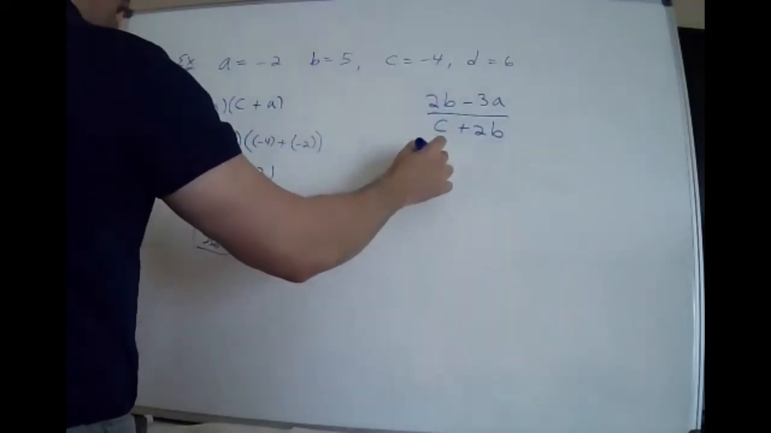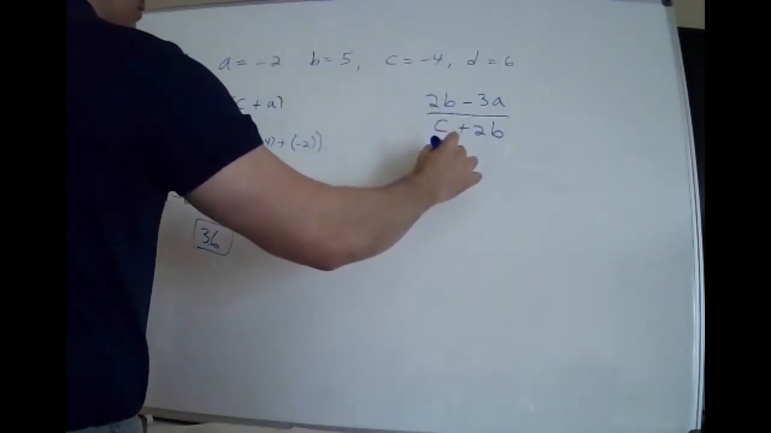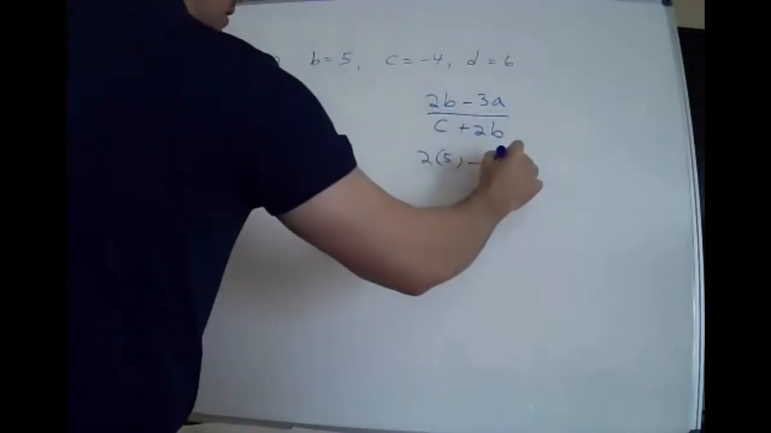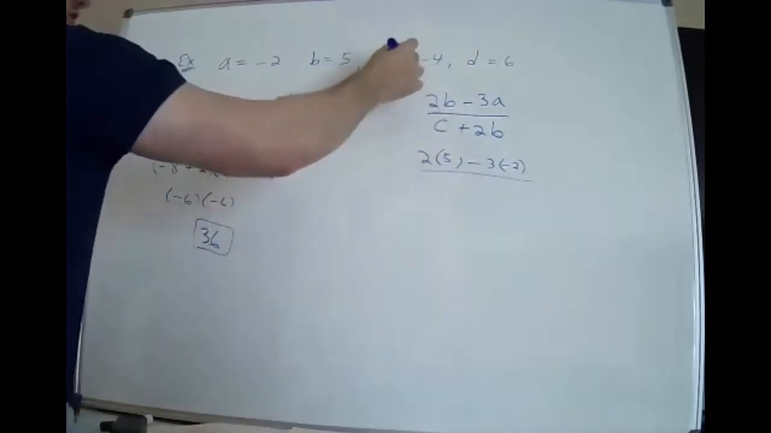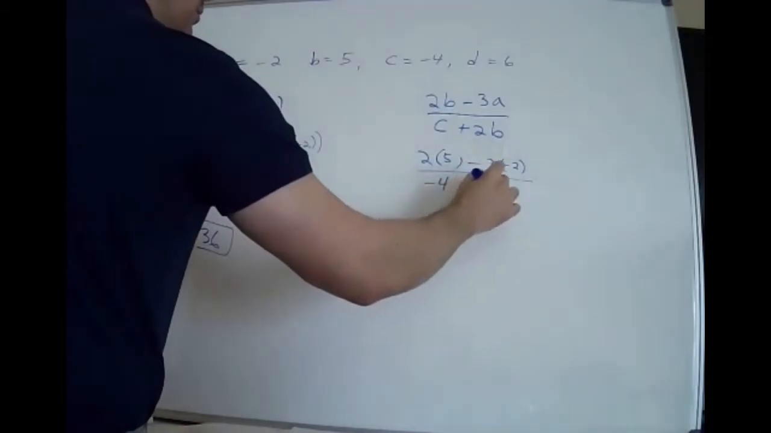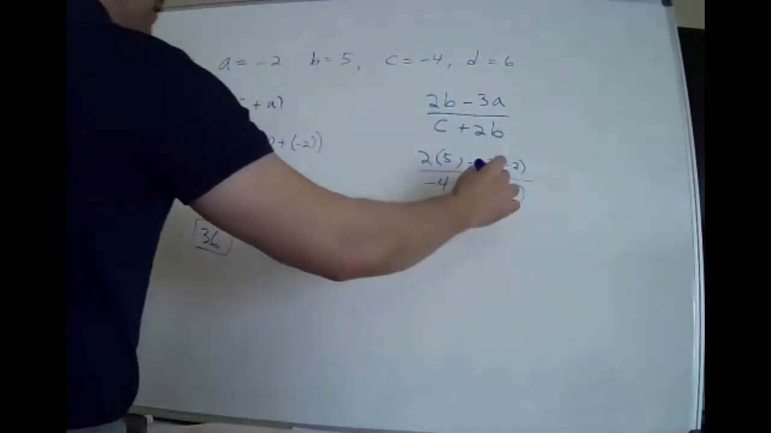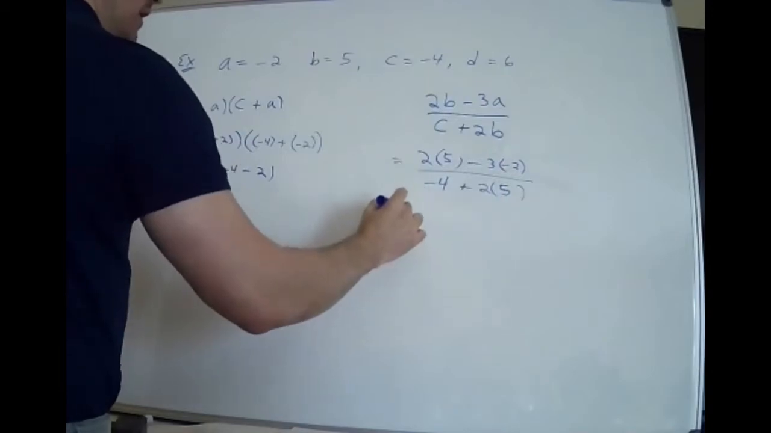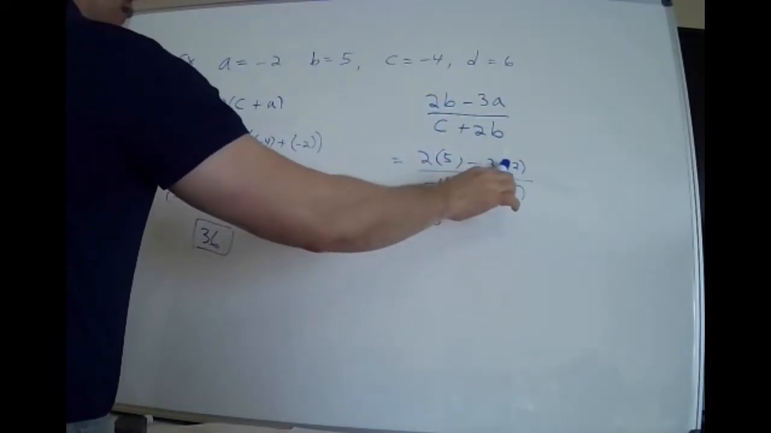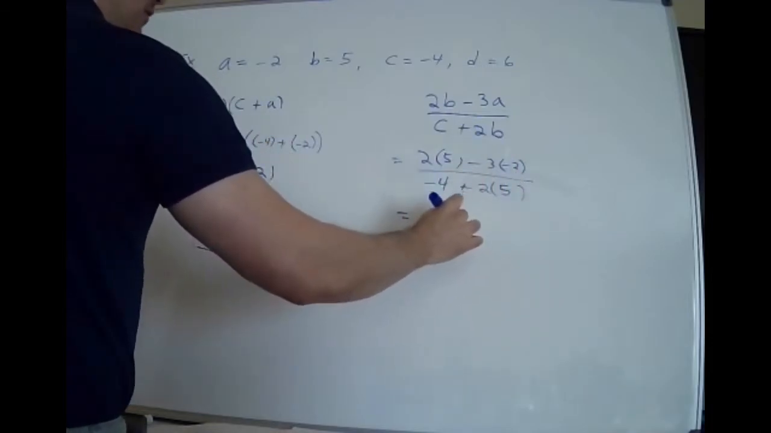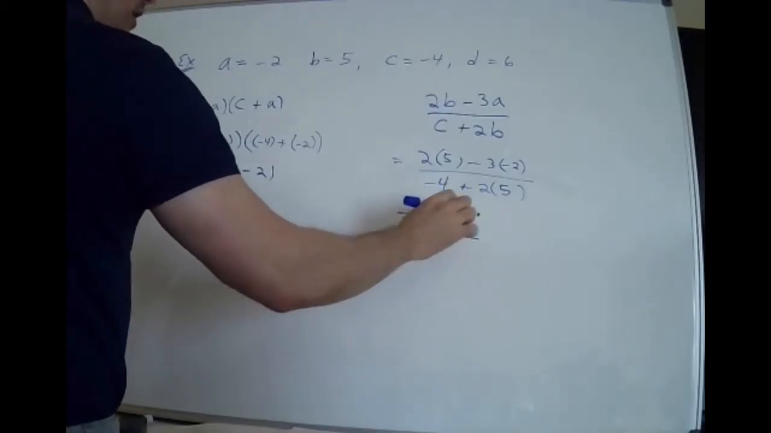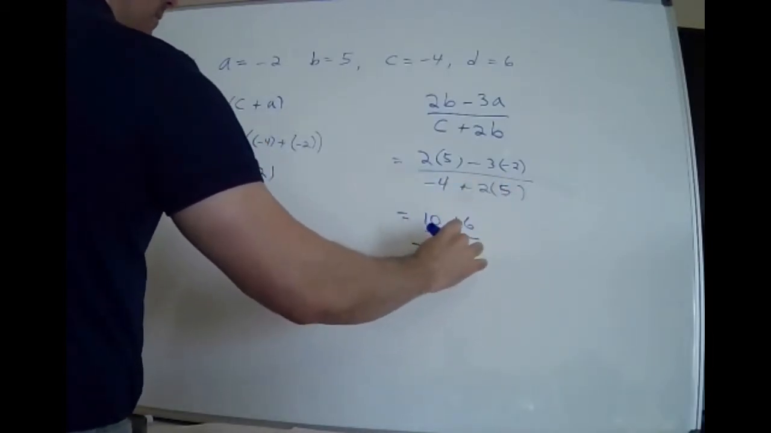Now, B is 5, so you have 2B. So 2 times 5 minus 3 times A. So what's A? A is -2. Just plug in, really simple. C is -4. I don't need parentheses here. Plus 2. Now what's B? Where's B? Up, B is 5. All right, that's the plug-in step. Now do it. 2 times 5 is 10. -3 times -2. Negative times negative is plus. 3 times 2 is 6. That's what's on top. On the bottom, I have a -4 plus 2 times 5 is 10.